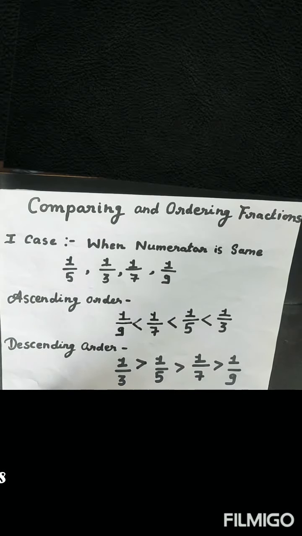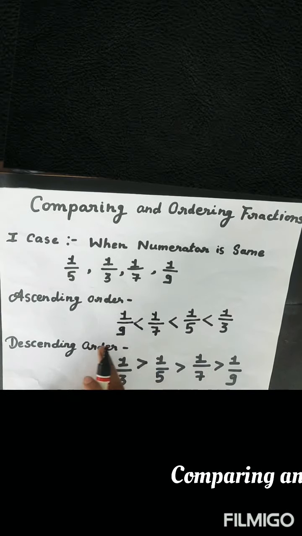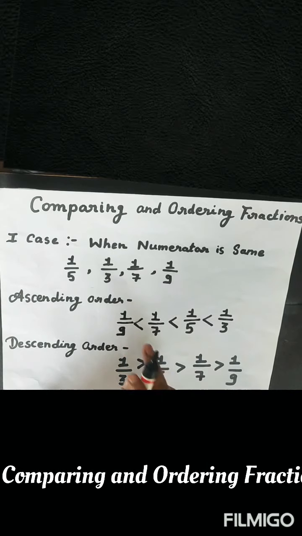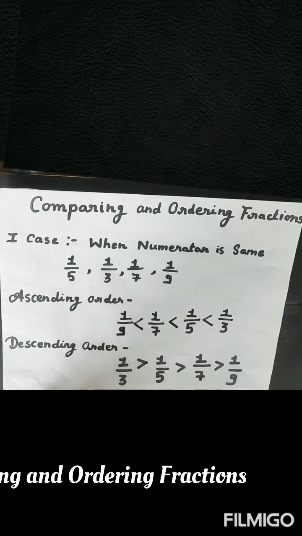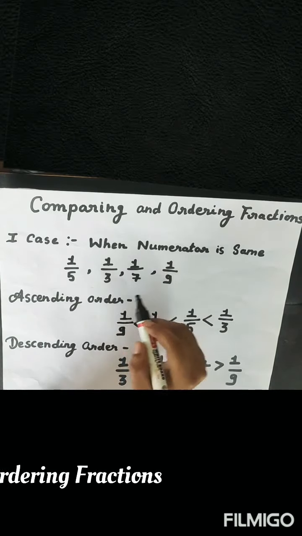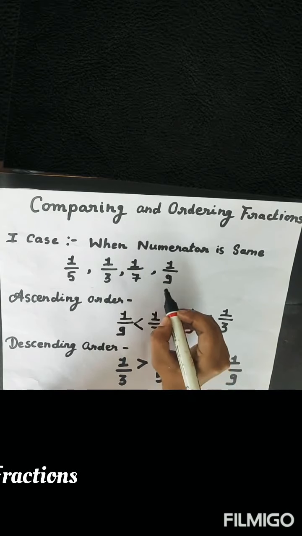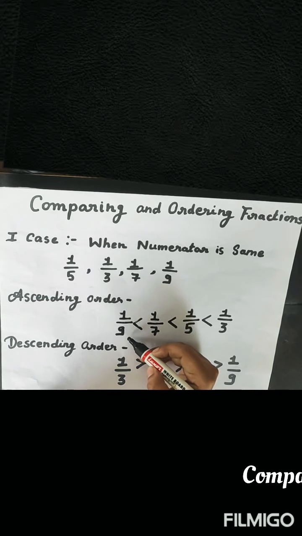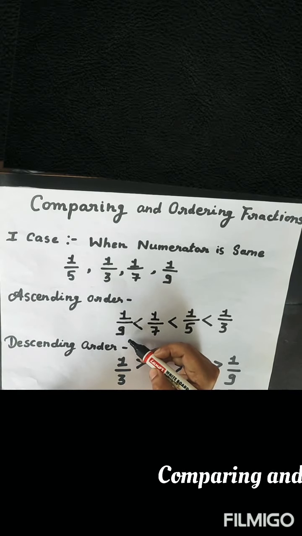We will be writing the smallest fraction at first position, because we know that in ascending order we arrange the fractions from the smallest to the biggest one. So which one is the smallest? The one whose denominator is the biggest. So 1 by 9, as I have written here, will be the smallest fraction.